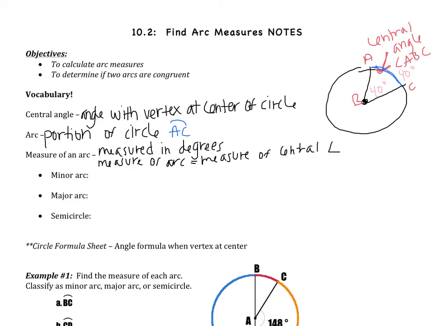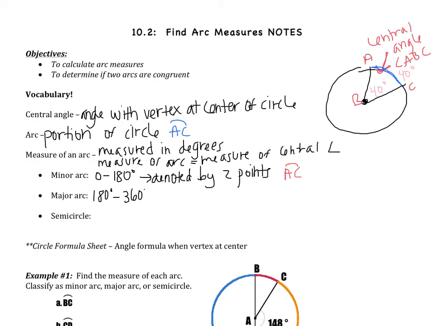There's three different types of arc: a minor arc, a major arc, and a semicircle. A minor arc is 0 to 180 degrees. So 100 degrees is a minor arc. 160 degrees is a minor arc. 45 degrees is a minor arc. And it's denoted by 2 points. So an example above would be arc AC. That's a minor arc.